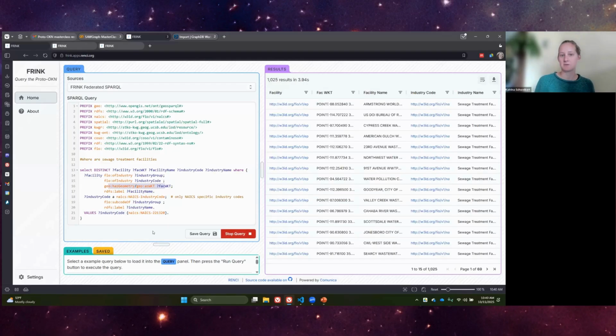And this is going to take a minute to run as we have data for various countries or various states already loaded into our graph here. So right now we have 1,900 results around the country of sewage treatment facilities.